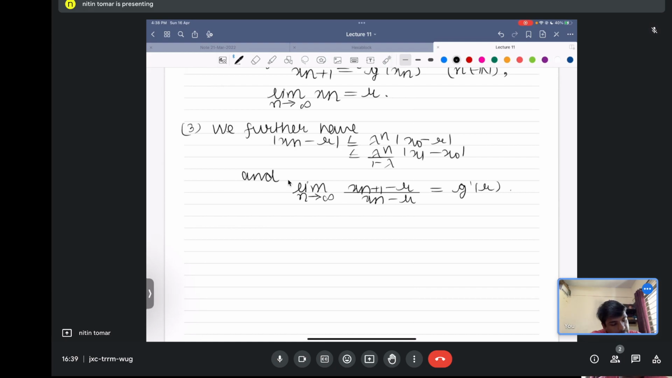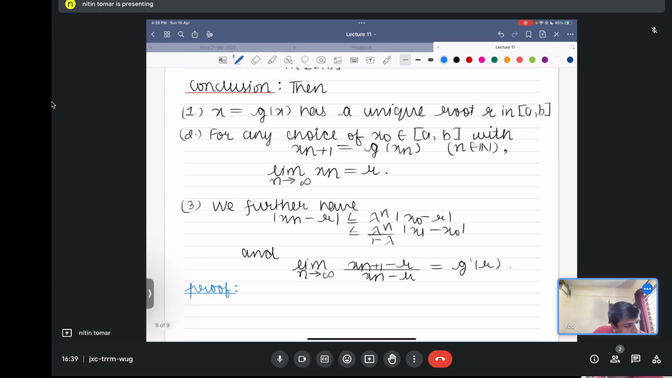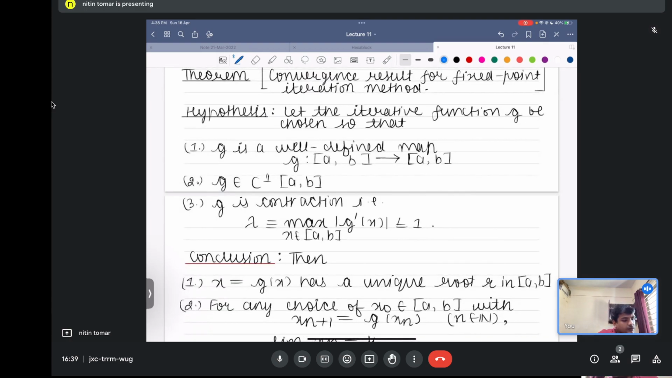Okay, so we have enough time, so let us prove it. The proof is simple. So why should one hold? Why should it have a unique root?